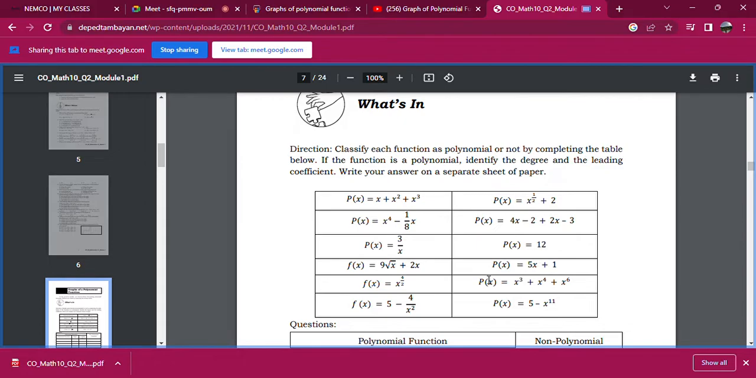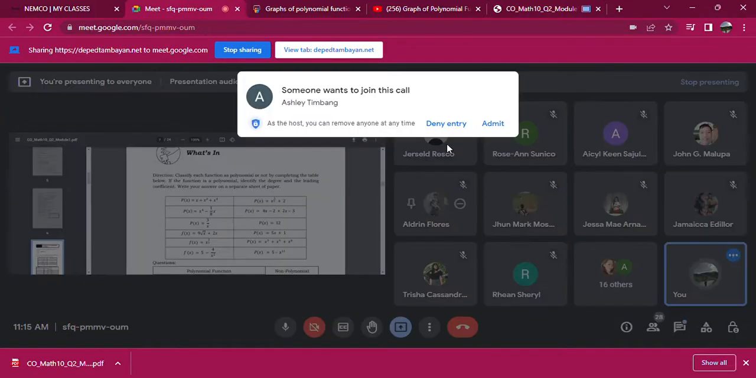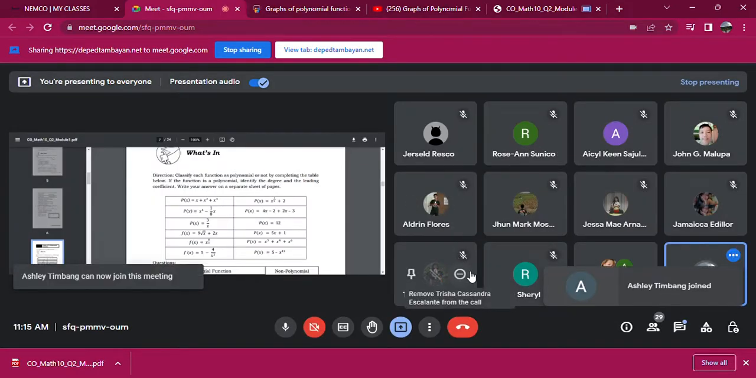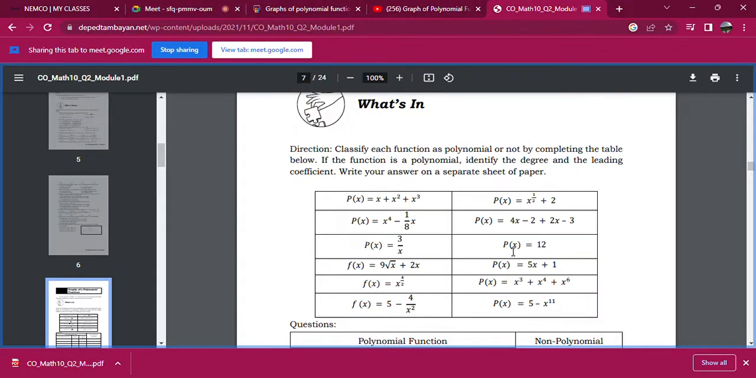What do we call a function if its degree is 0? For example, p of x is equal to 12. Its degree is 0. So the name of that function is a constant function. Am I correct? How about if our degree is 1? Linear, ma'am. Okay, that's a linear function. How about if the degree is 2? Quadratic, ma'am.